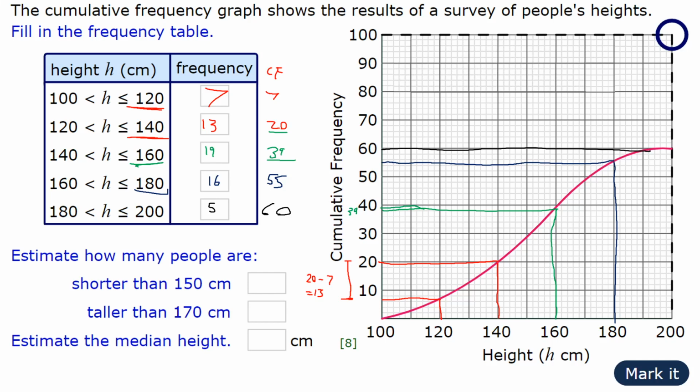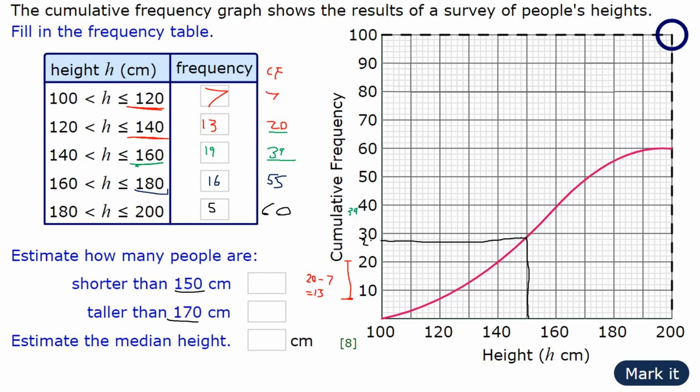What if we were to estimate how many people are shorter than 150 and taller than 170? Well, what I'm going to do is remove all of these just for now. And now we're going to go to 150, which is here. And we can see that the cumulative frequency at 150 is 28. So we can safely say that 28 people are shorter than 150 centimeters, okay?